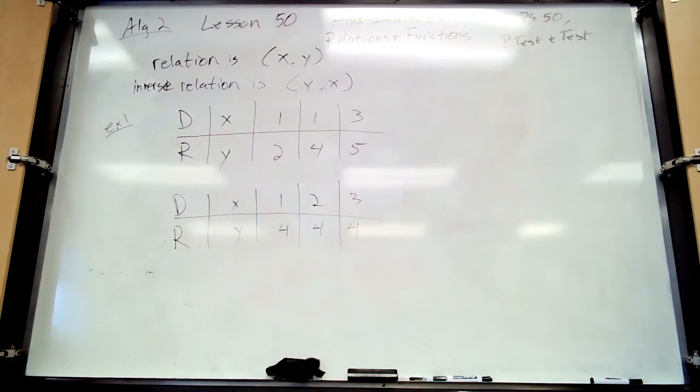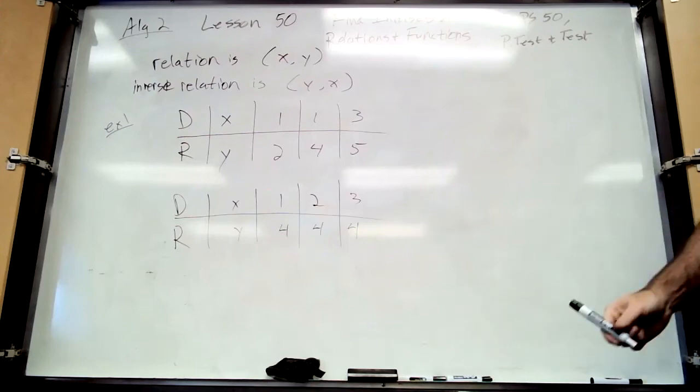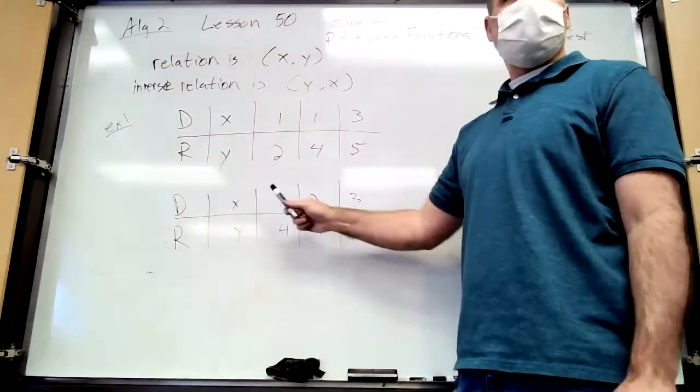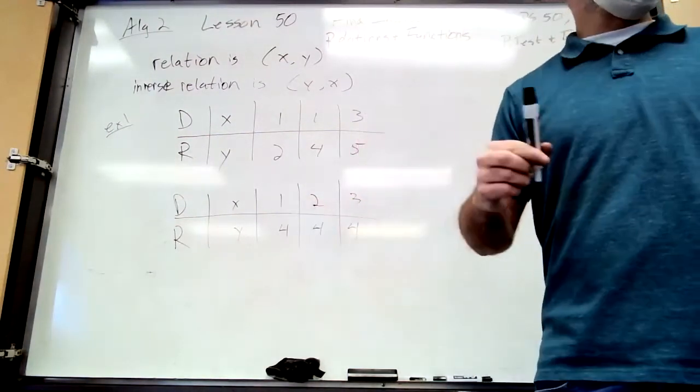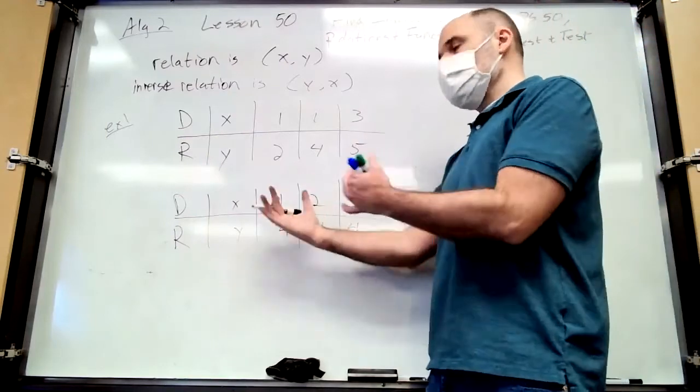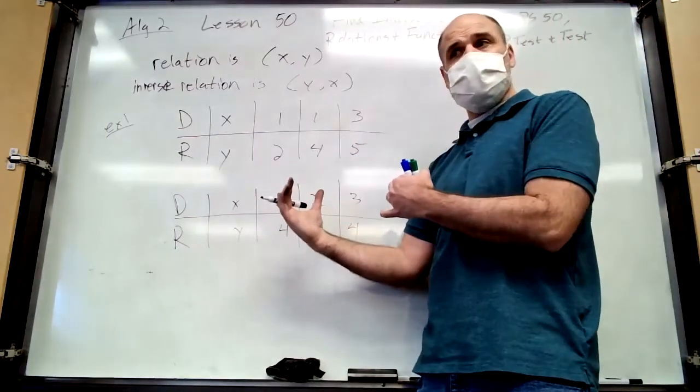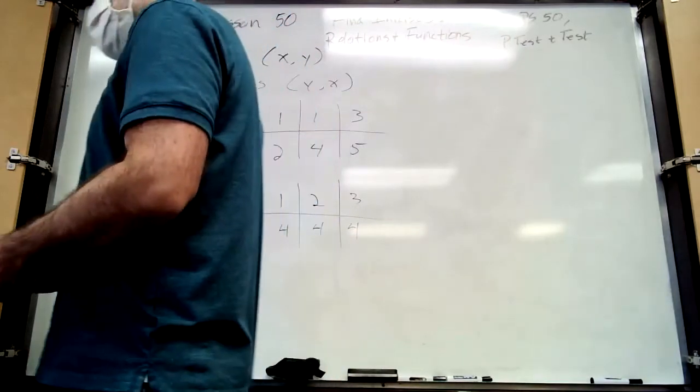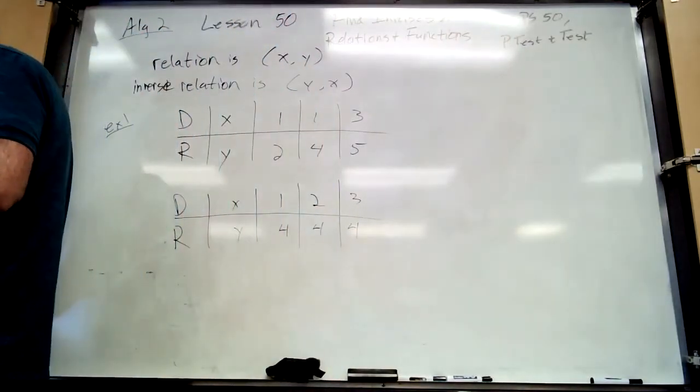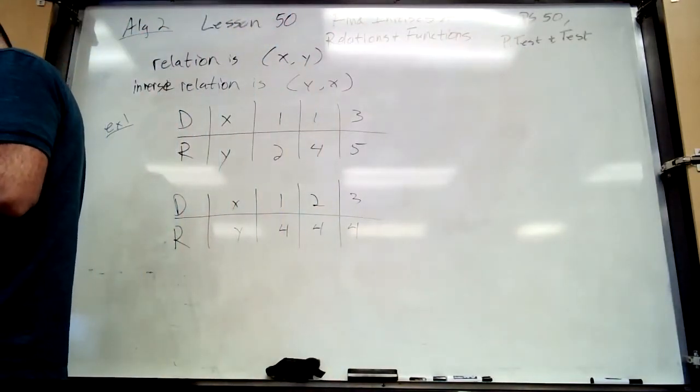Okay, now tell me if the inverse is a function. No, because now 4 would go to 1, 4 would go to 2, and 4 would go to 3. The normal function is a function, but when you invert it, it is no longer a function. So this is not an inverse function. Okay?